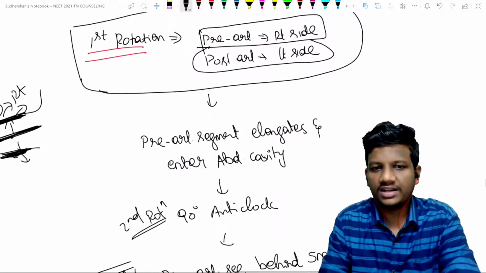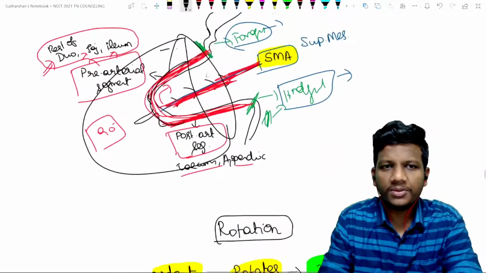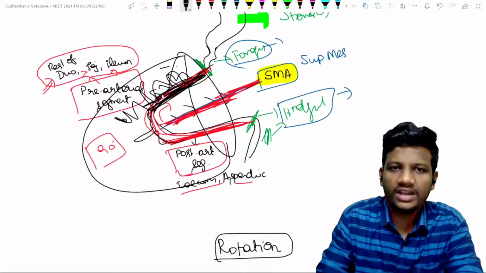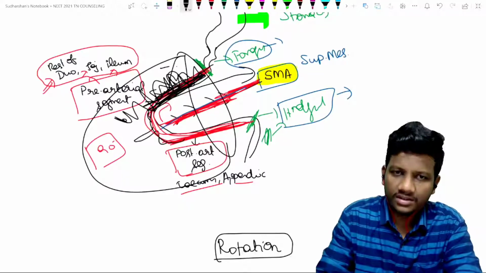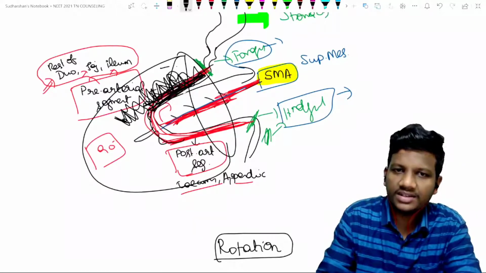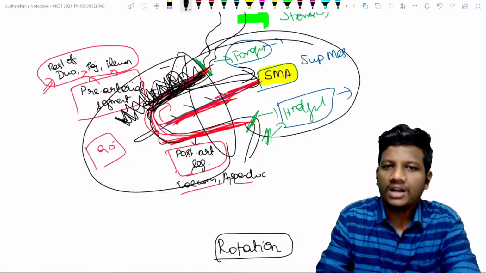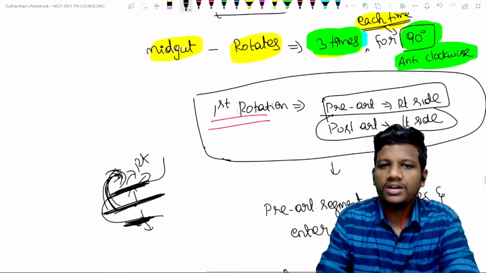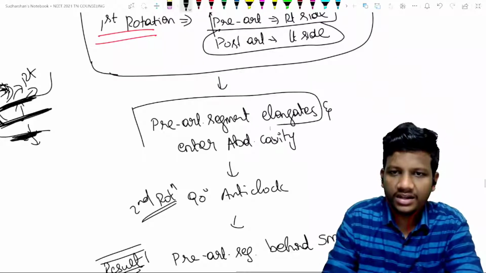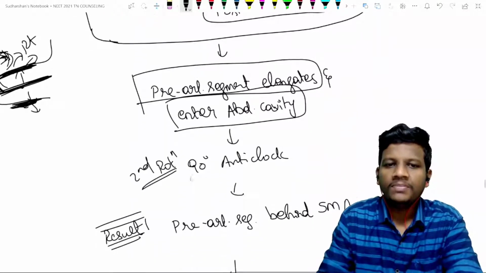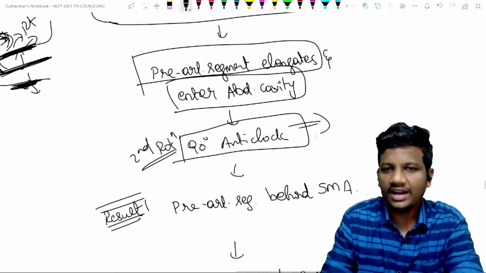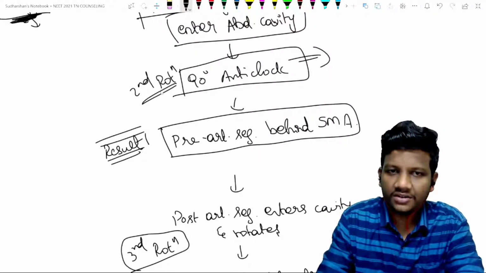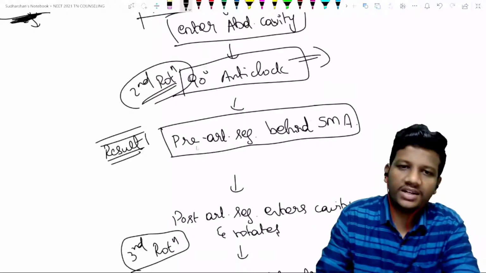The next thing that happens, after a little while, only the pre-arterial segment starts to elongate, okay, suddenly it starts to elongate, and after elongating it returns. Unfortunately the pre-arterial segment elongates and goes back to the abdominal cavity. It elongates and returns to the abdominal cavity, and as it returns, the second rotation takes place. The pre-arterial segment elongates and enters the abdominal cavity, and there the second rotation of 90 degrees anti-clockwise takes place. At the end of the second rotation, the pre-arterial segment goes behind the superior mesenteric artery.